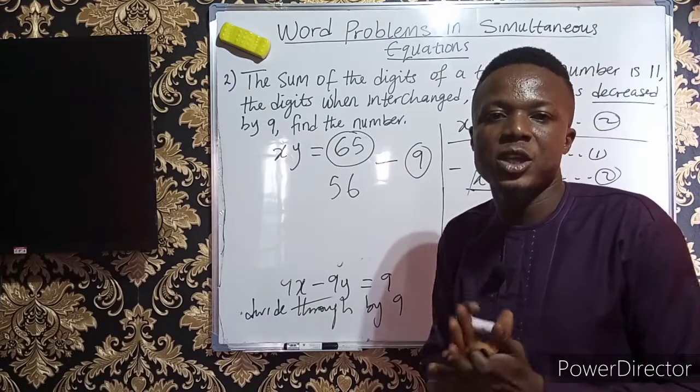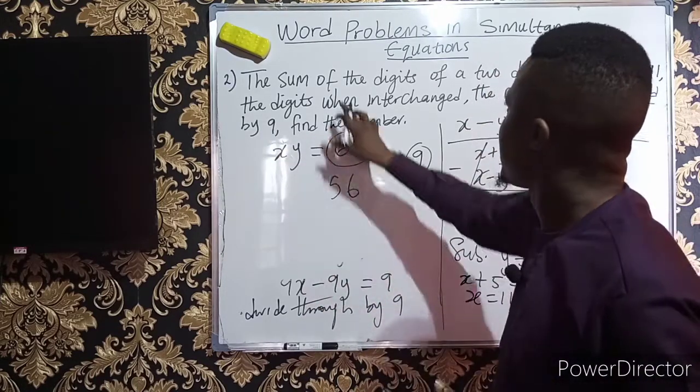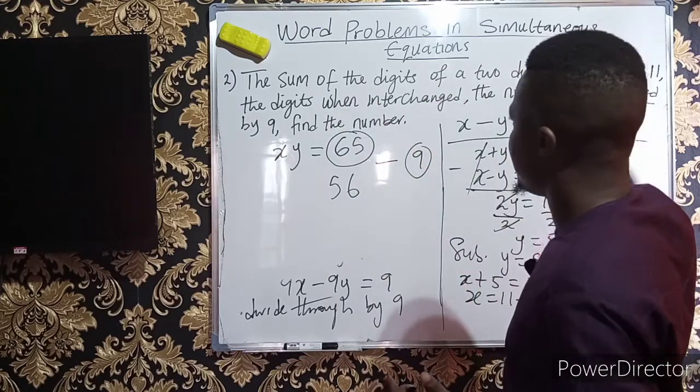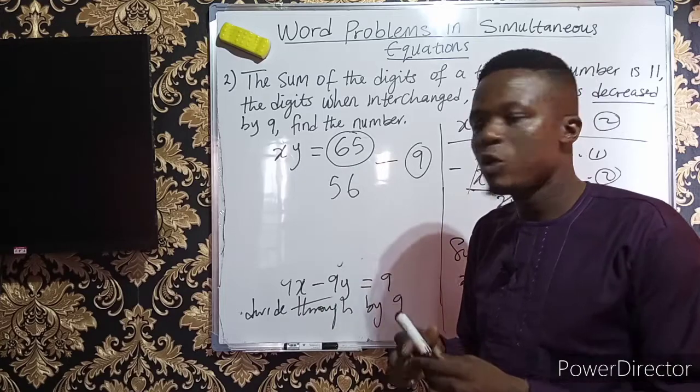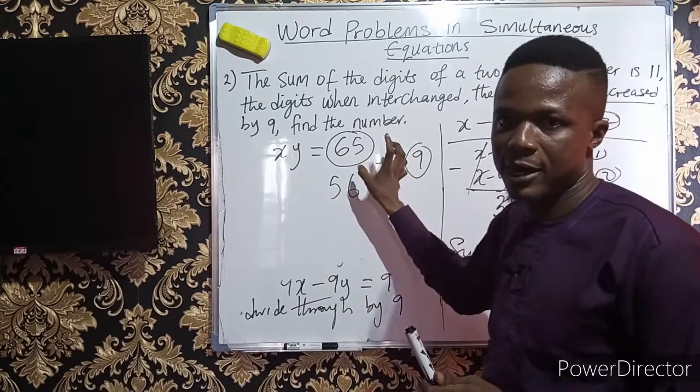And again, to be 100% sure that your answer is correct, they say that the sum of the digits will give you 11. And 6 plus 5 will also give us 11. From this, we conclude that the number is 65.